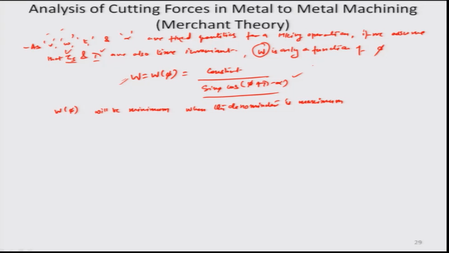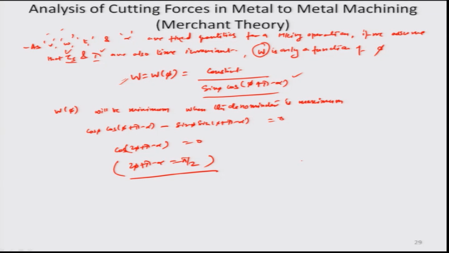So, we have again cos phi cos of phi plus lambda minus alpha minus sin phi sin of phi plus lambda minus alpha equal to 0, or cos of 2 phi plus lambda minus alpha equal to 0, which can only happen when 2 phi plus lambda minus alpha is pi by 2. Okay. And so, this is the kind of condition. Also, obviously, lambda is tan inverse of mu. We are assuming mu to be constant, invariant with time. So, that is the optimum machining criteria.